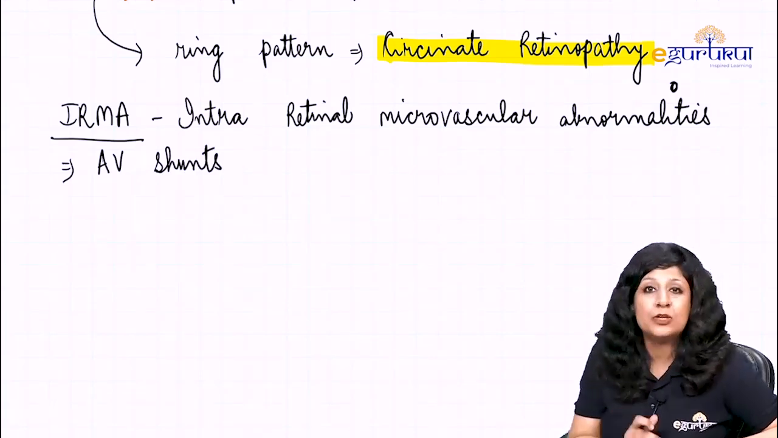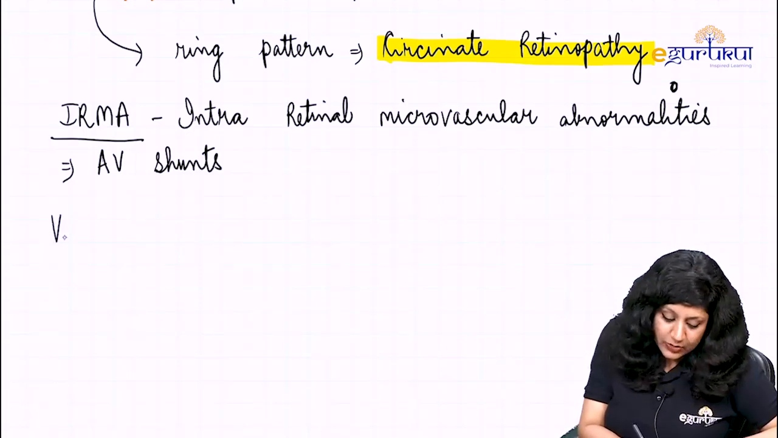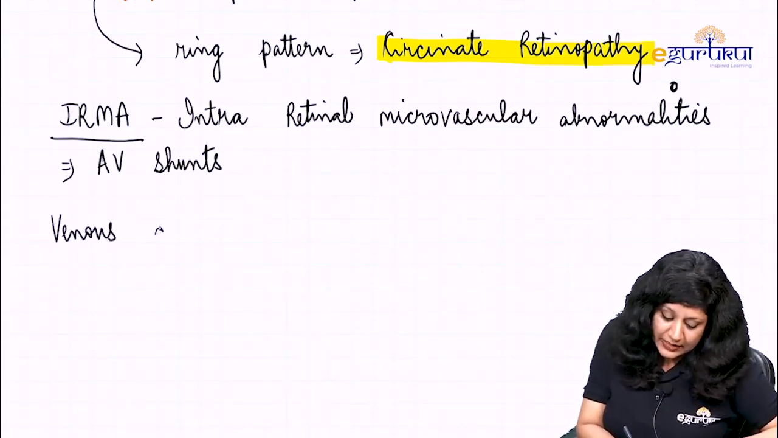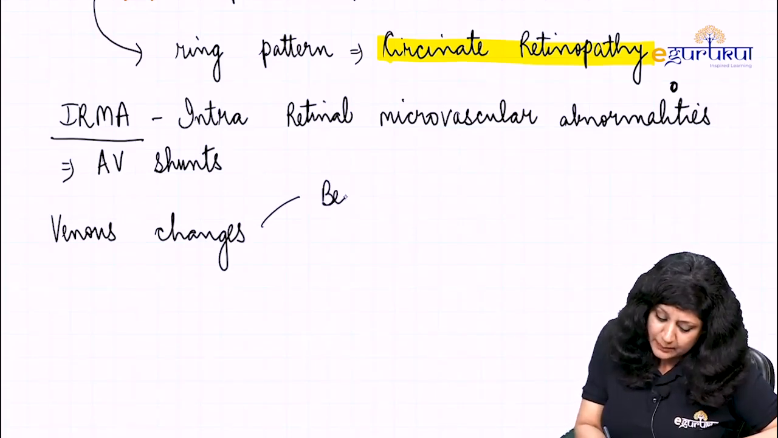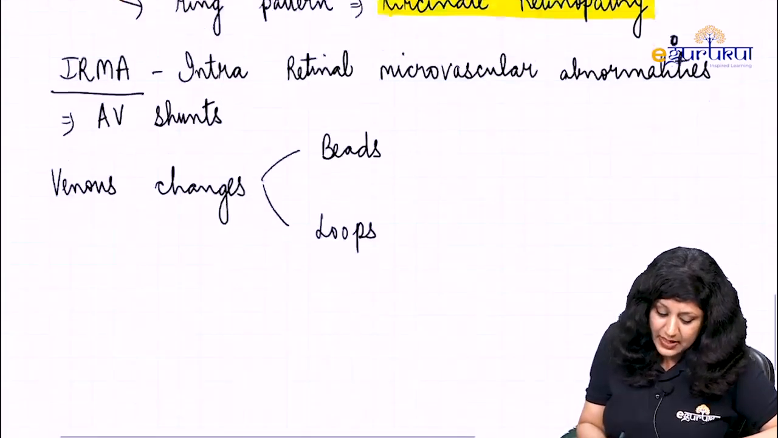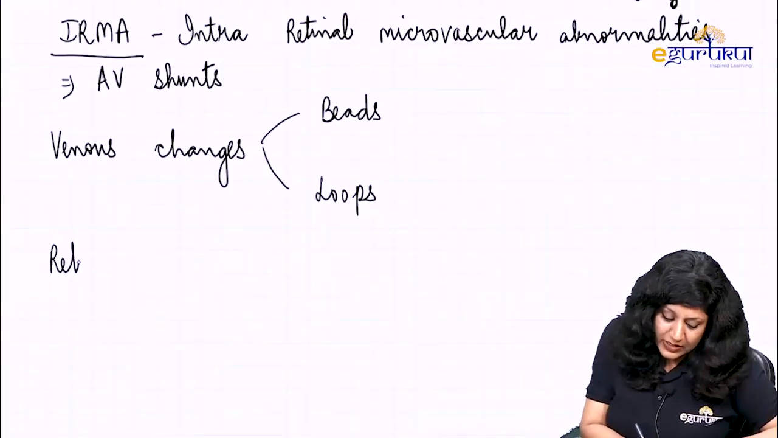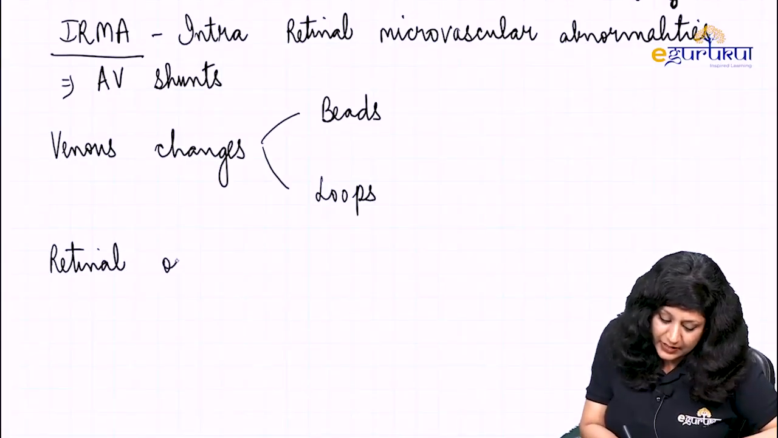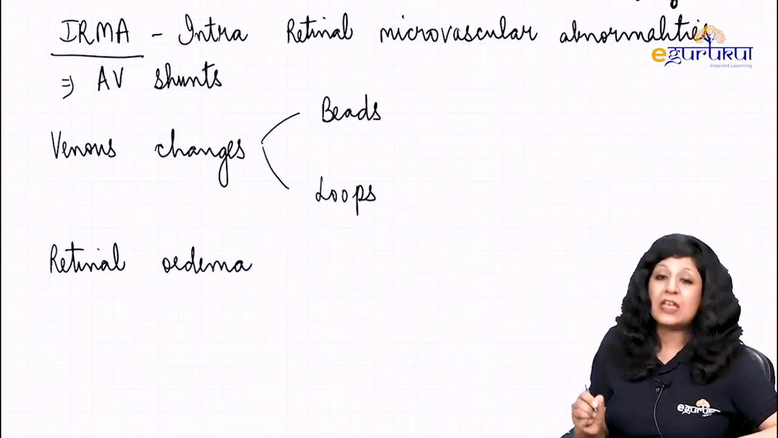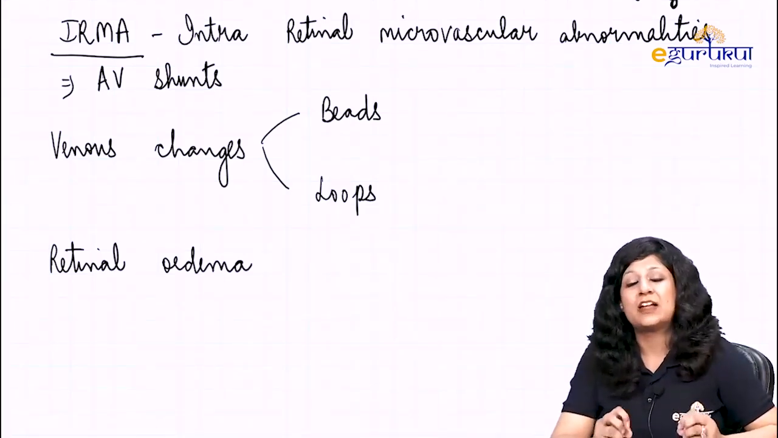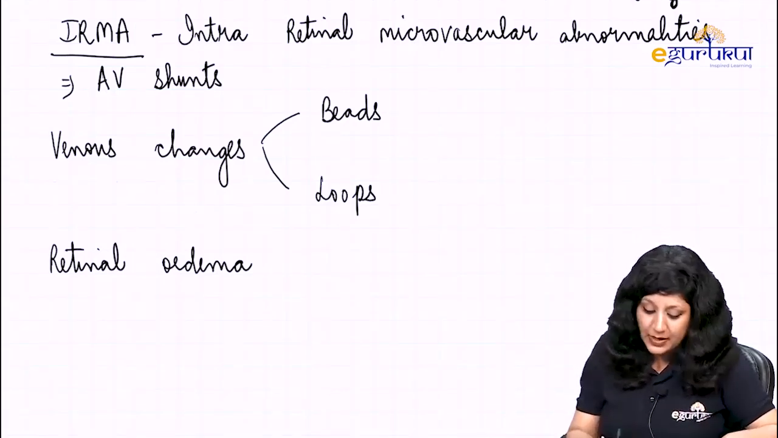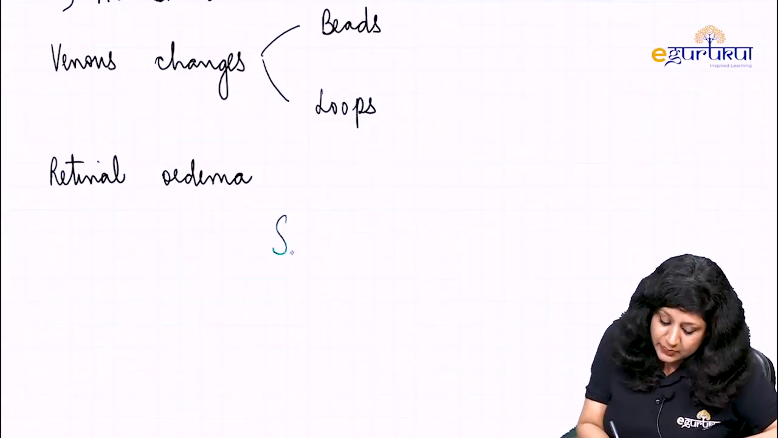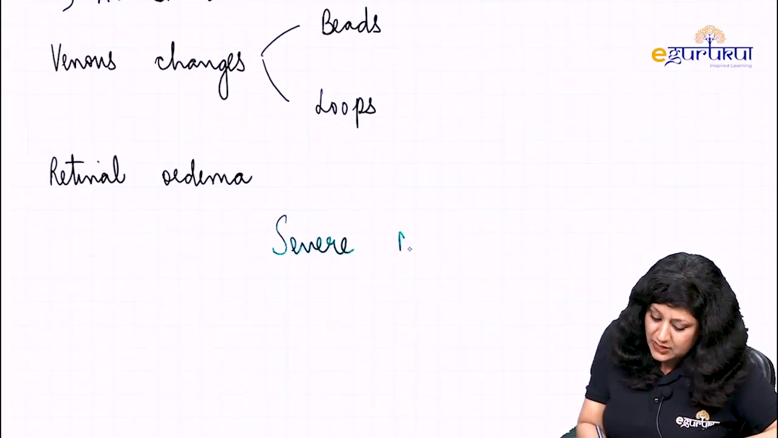This is different from the neovascularization. Along with this there are the venous changes. I can also have the venous changes, like we can have the beads or we can have the loops in the veins, and along with this I can also have the retinal edema. Edema in the retinal layer can also be present. Now can you see there are so many changes that have actually taken place in the patient of NPDR except for the proliferation.